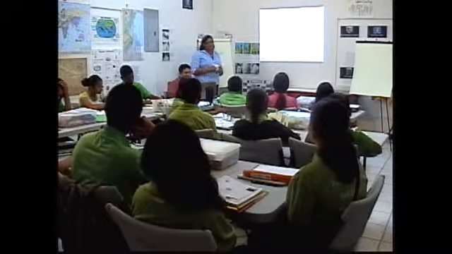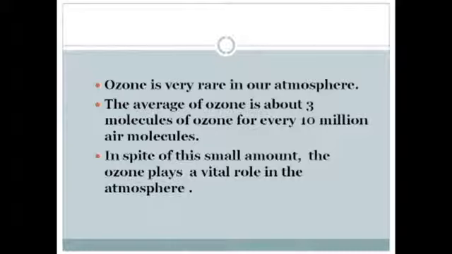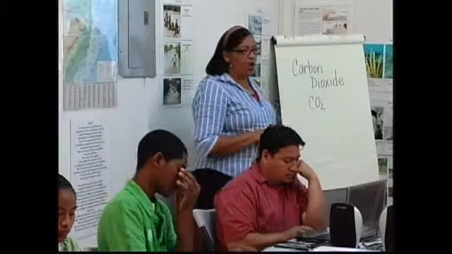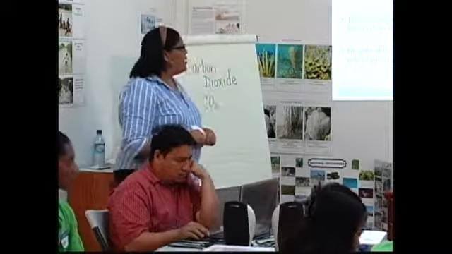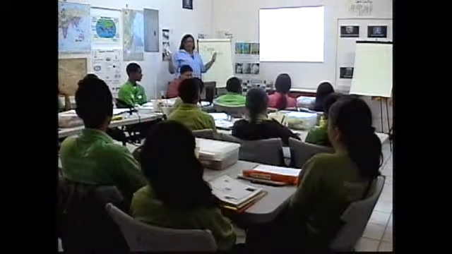Scientists tell us that ozone is rare. They say that it's rare. It says that the average ozone is about 3 molecules for every 10 million air molecules. Just think about all of the atmosphere, all of the stratosphere. And here we have the ozone layer.